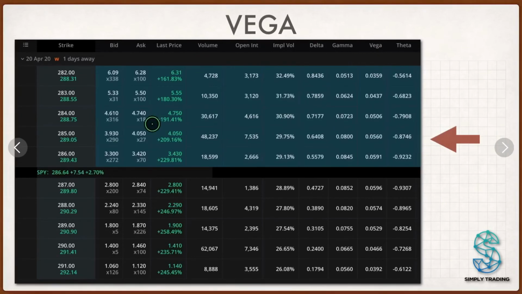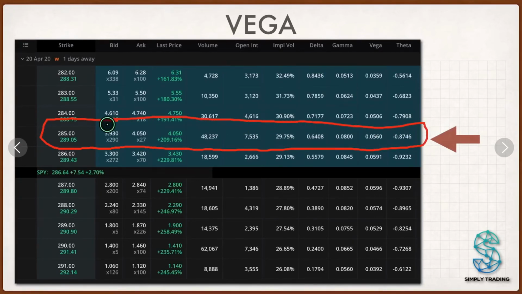So if we look again at the same strike price right here, $285, we can see that our Vega is 0.056. Every single time our implied volatility goes up 1%, we will gain this value. So if this goes up 1%, we gain $5 in value. If it goes down 1%, we lose $5 in value.